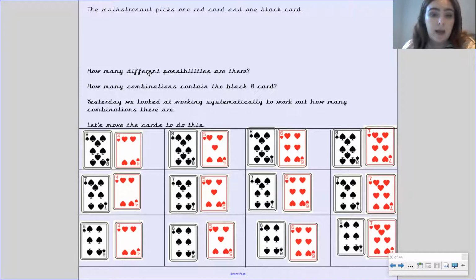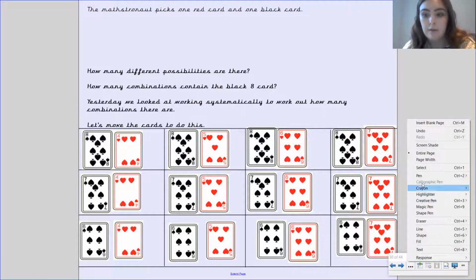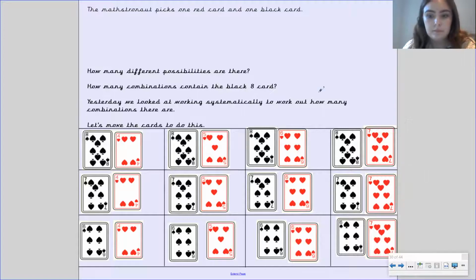So let's now answer our questions. How many different possibilities are there? Pause the screen to have a look and see how many there are. Okay, so we've got 1, 2, 3, 4, 5, 6, 7, 8, 9, 10, 11, 12. There are 12 possibilities.